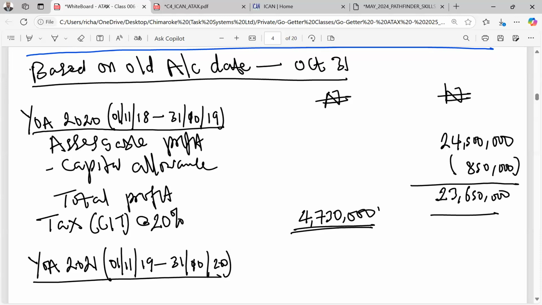As long as we are considering year of assessment 2020, you cannot use the actual year basis. It must be preceding year basis, meaning it has to end in 2019. So we go with that rule.